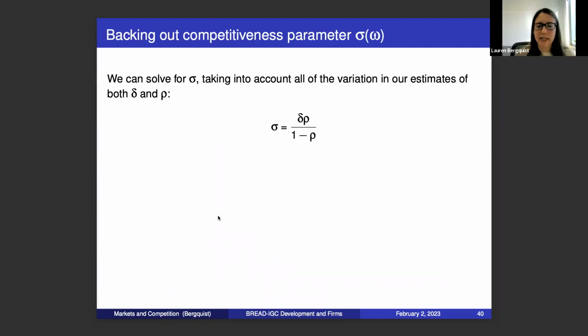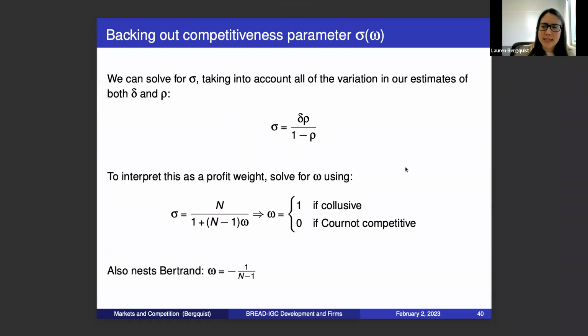And so what we can do is basically just rearrange those terms, right? We're just going to solve here for sigma. And now we can take into account all the variation in delta, all the variation in rho, right? Taking the bootstrap distribution of both of those, and get the point estimate and distribution on sigma. I'm going to slightly adjust this to solve it as the profit weight. I think that's a little bit cleaner mapping back to the theory. So remember, 1 is collusive and 0 is Cournot competitive. Okay, that's the weight that you're putting on your rival's profits.